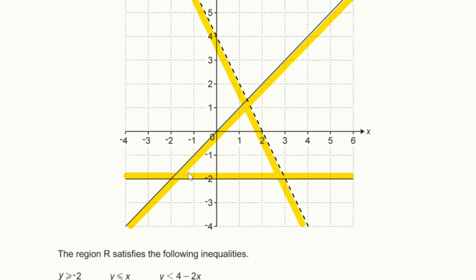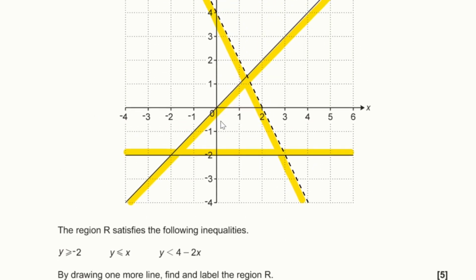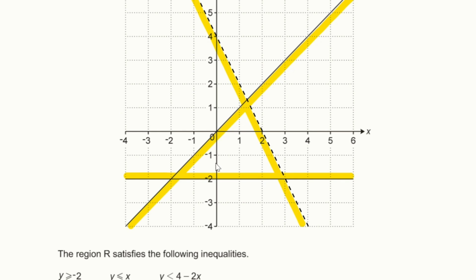So the region we want, which satisfies all those, is the region shown here. So let's just show that. So here is our region R.